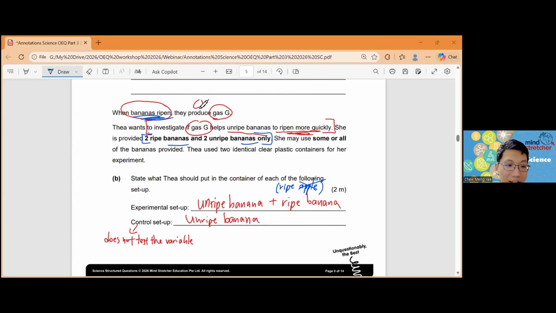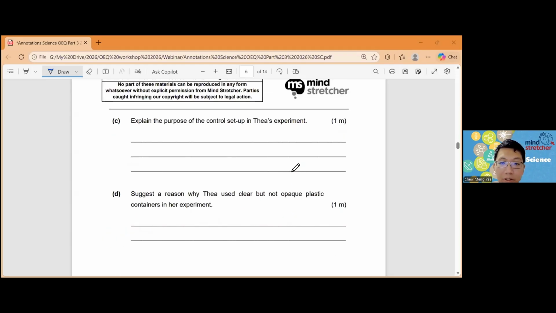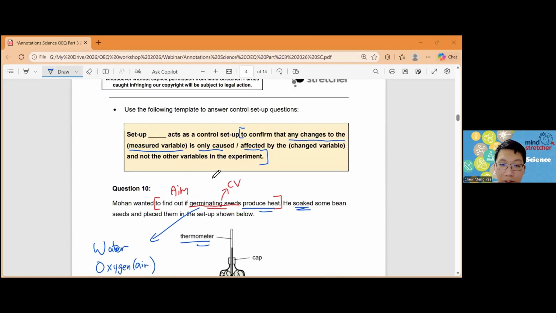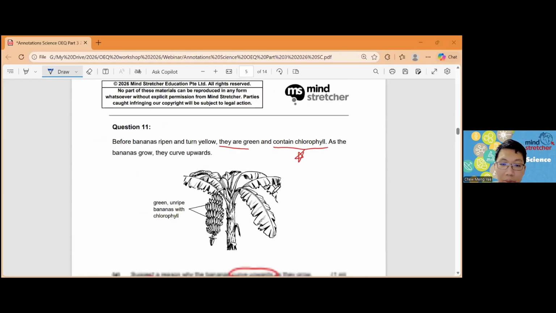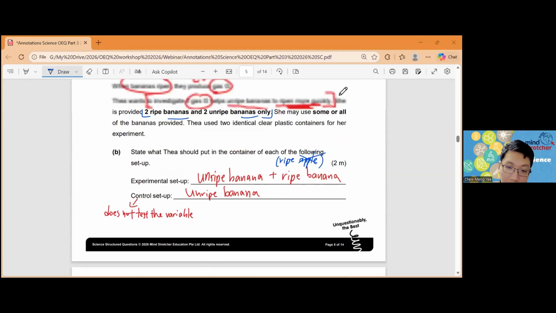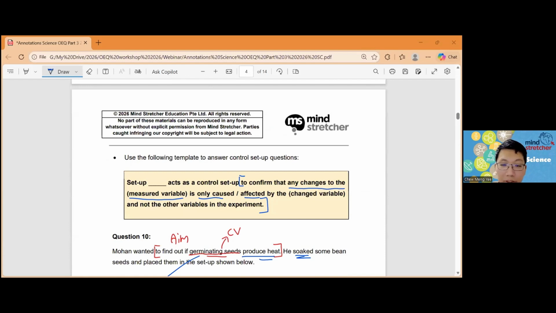Okay, so what is gas G? You can Google that. It's a chemical, of course. Okay, I'm going to move on. Now, explain the purpose of the control setup in her experiment. All right, so we can follow this template. Since the question already says the control setup, we don't need to say that it is a control setup. So we just state starting from here. Okay, so what are we confirming?